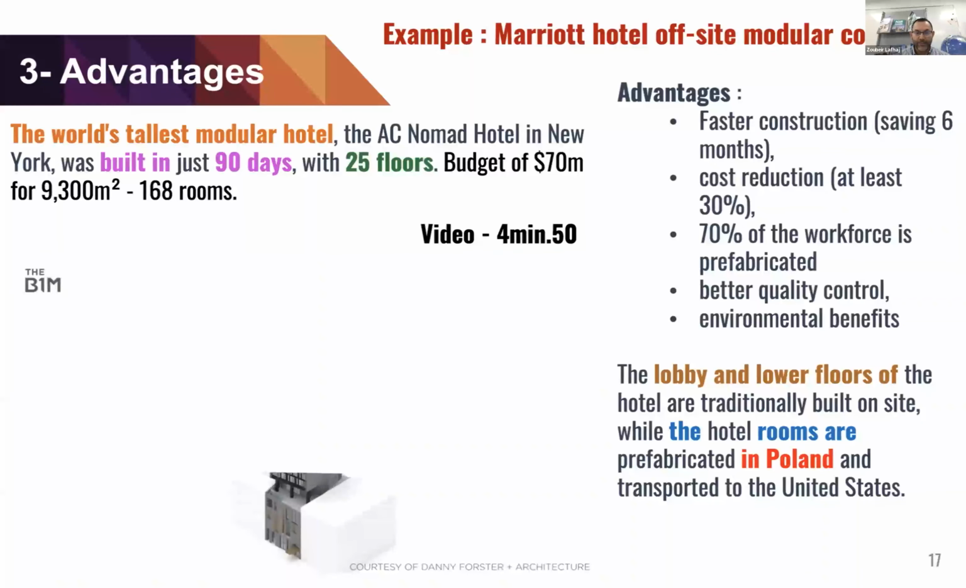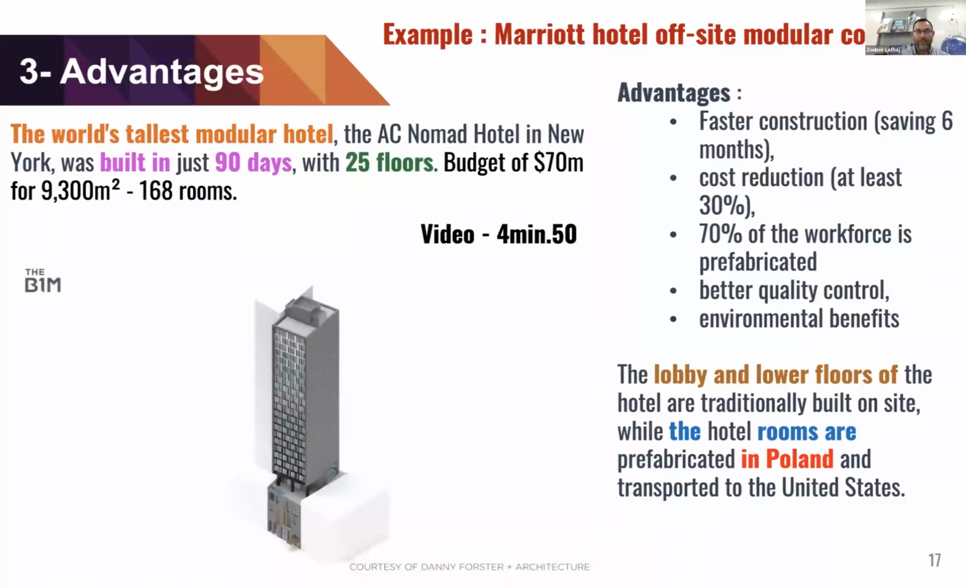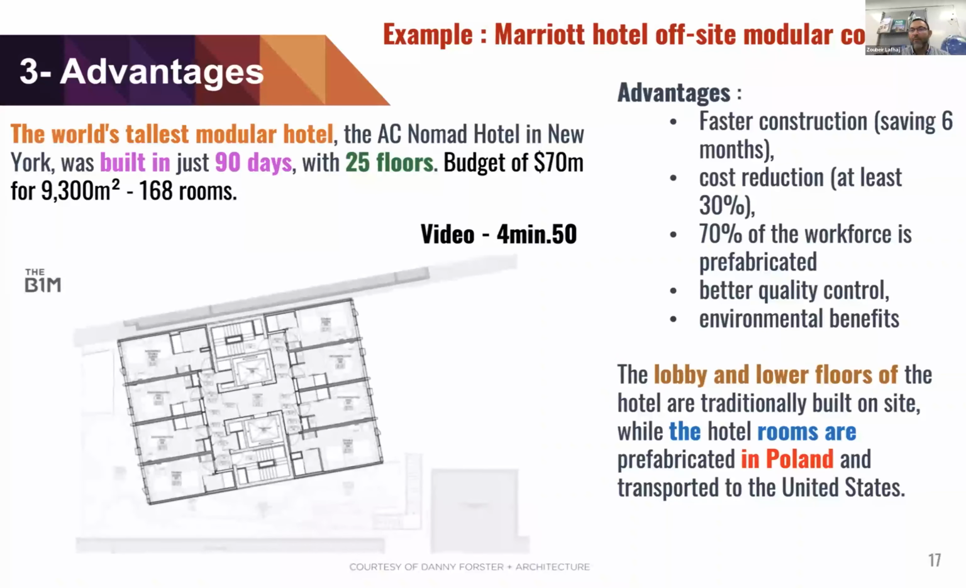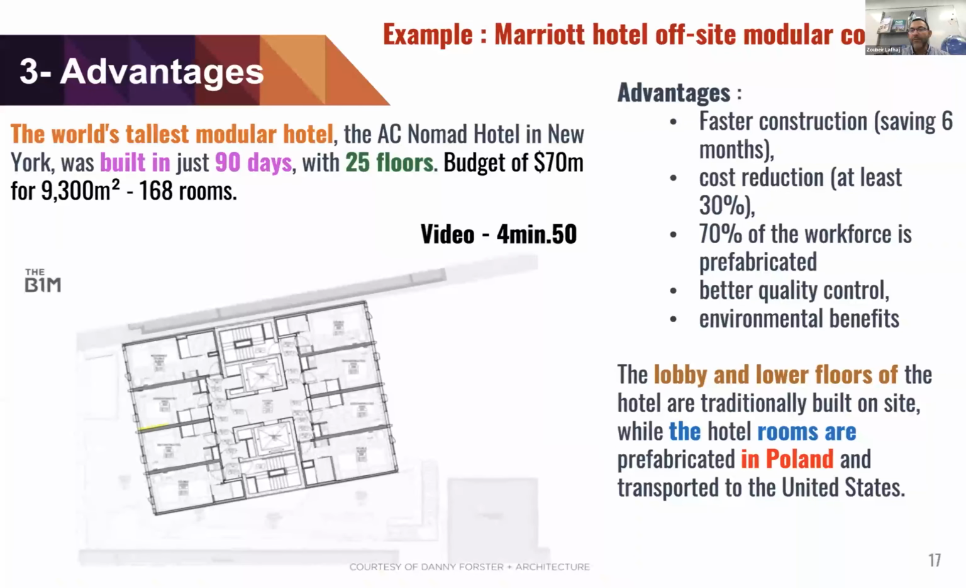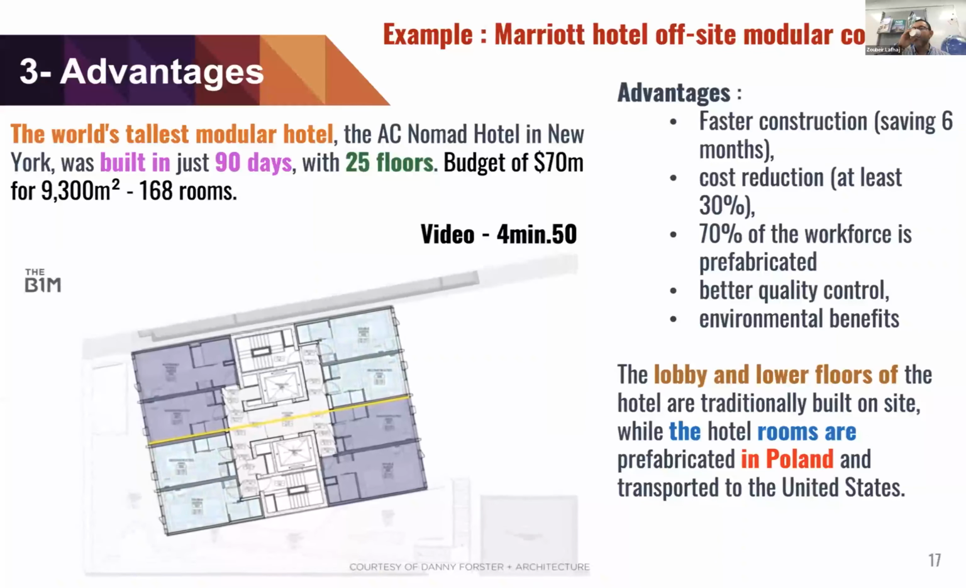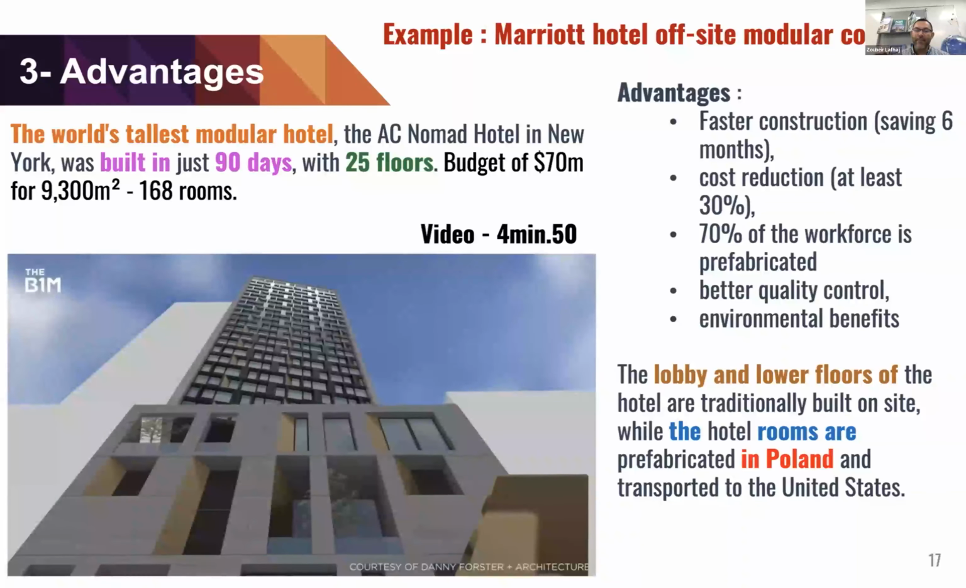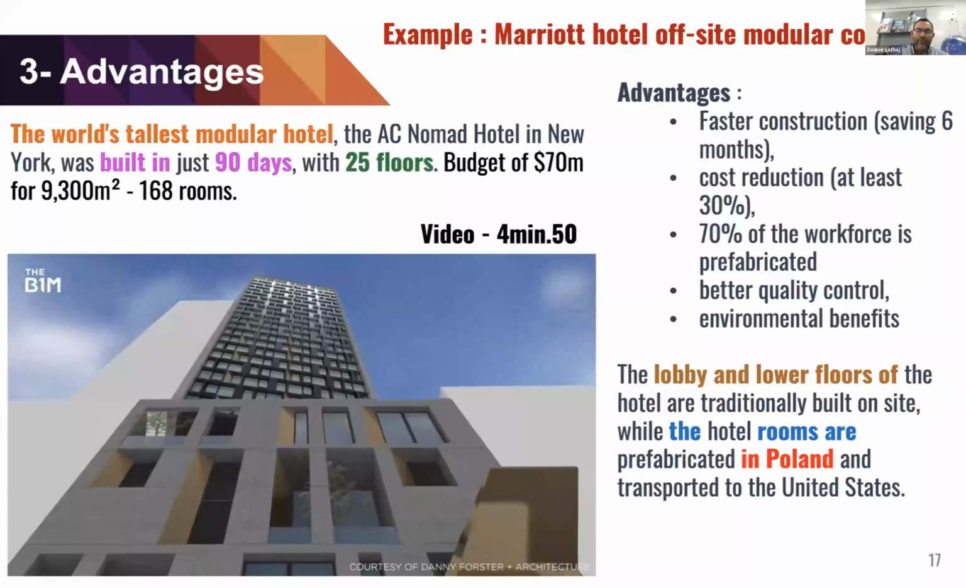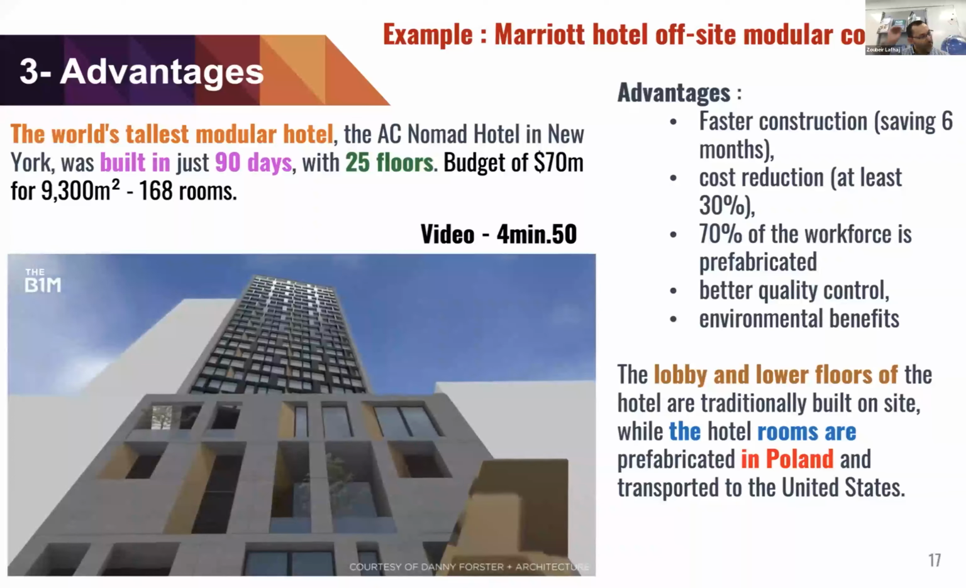Set to stand 26 stories high, Marriott's new AC Nomad Hotel will be the tallest prefabricated structure of its kind anywhere in the world. Designed by Danny Forster and Architecture, the hotel uses symmetry to make efficient use of its small Manhattan site, while offsetting the tower to the street in order to create a more dynamic and visually appealing form.